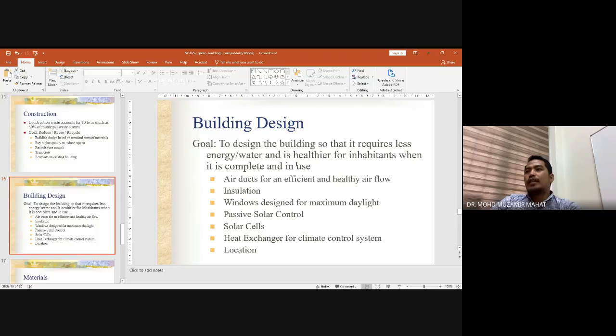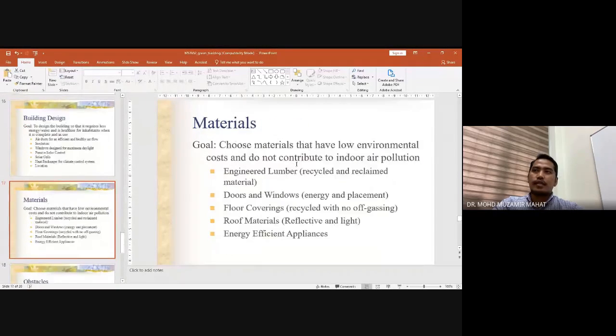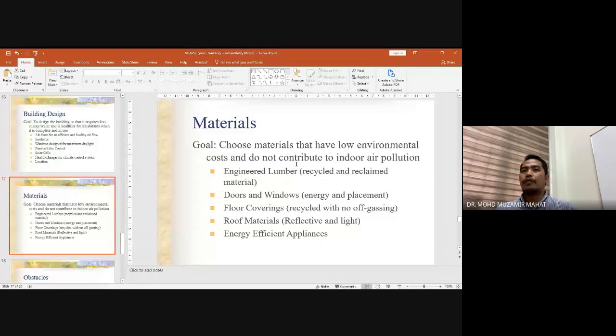The goal of the building design is to design the building so that it requires less energy and water, and is healthier for inhabitants when it is complete and in use. Less energy or water required to build it. Air ducts for efficient and healthy airflow, insulation. Windows designed for maximum daylight. Passive solar control, solar cells, heat exchanger for climate control system, and the location itself. When it comes to material, choose materials that have low environmental costs and do not contribute to indoor air pollution. Engineered lumber, recycled and reclaimed materials, doors and windows, energy investment. Floor covering, recycled with no off-gassing, roof materials, energy efficient appliances. Those are the things.